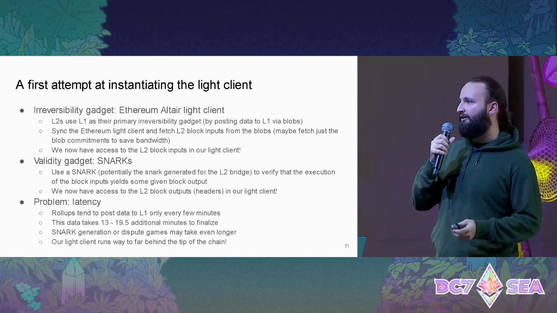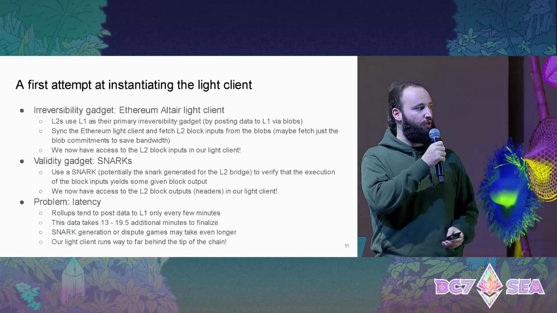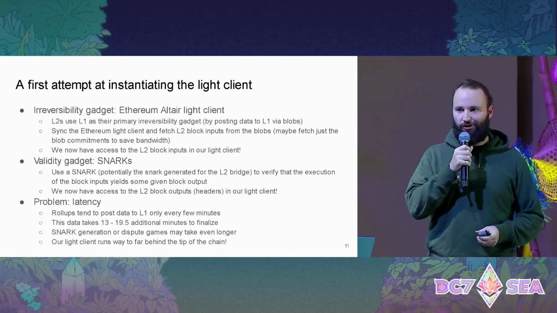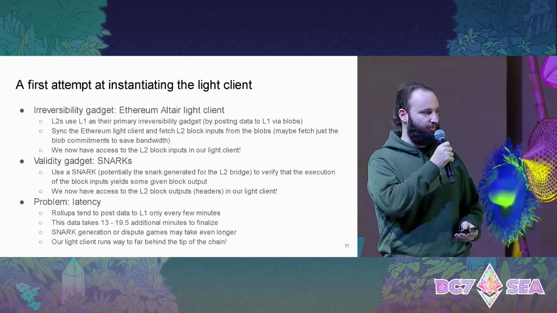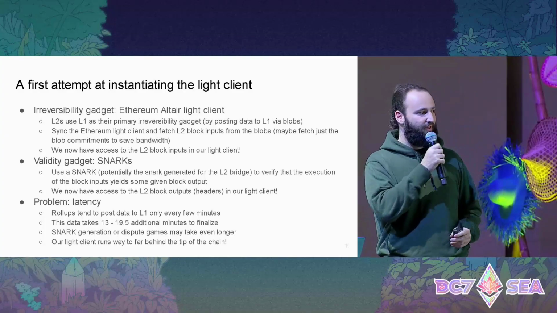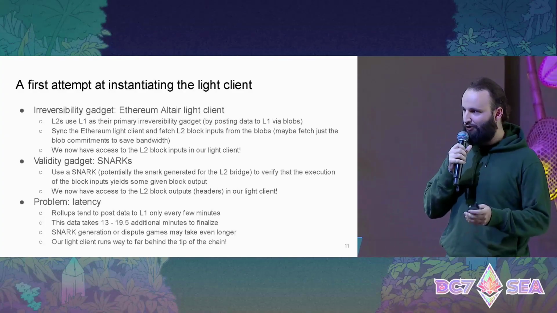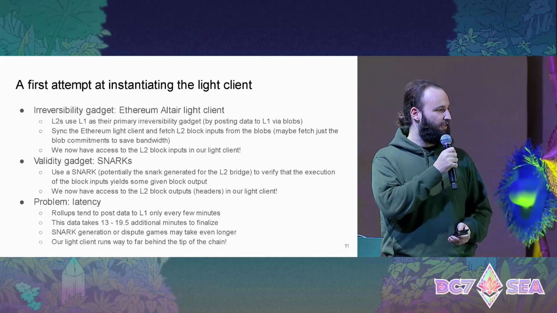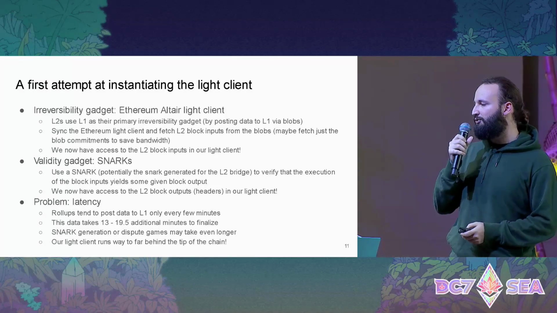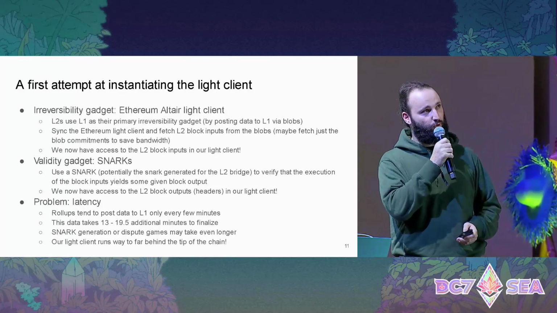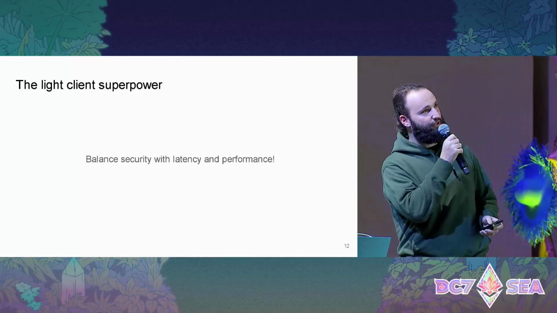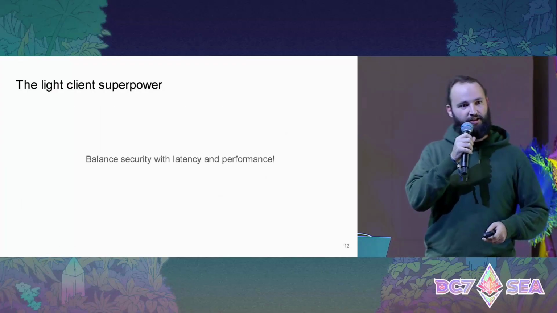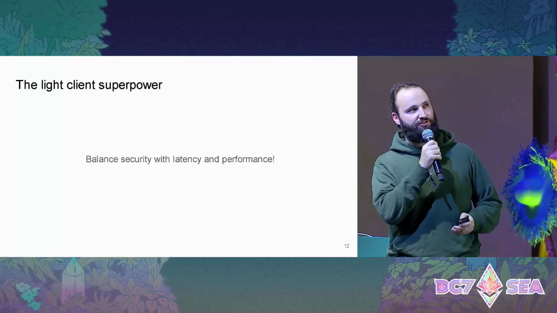But we have one big problem here, and that problem is latency. Rollups tend to post data to L1 only every couple minutes. And on top of it, it takes some extra time to finalize. And snark generation today is slow. Hopefully in the future it won't be. But this means that our light client runs way too far behind the tip of the chain. So what are we going to do about that? Well, we are going to invoke the light client superpower. And the light client superpower is to balance security with latency and performance.